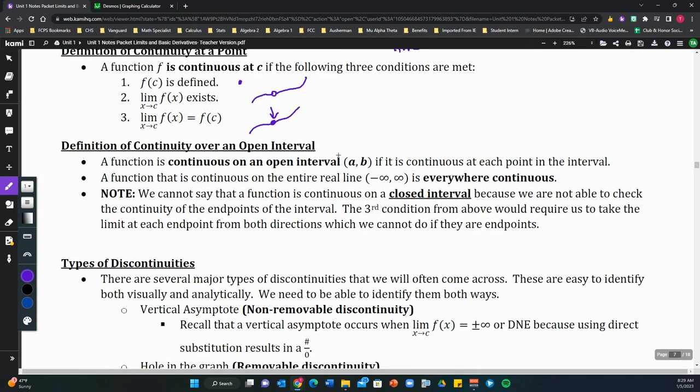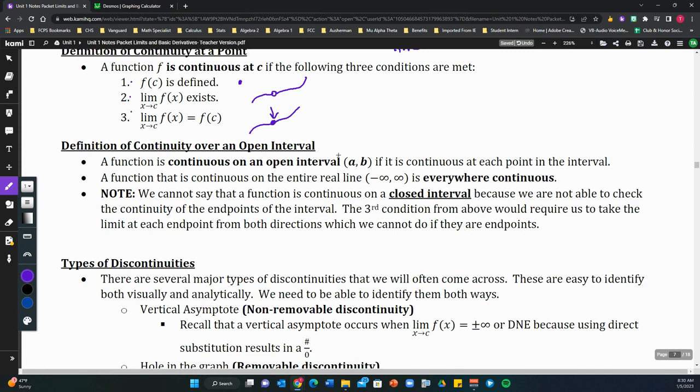So now we have to talk about at more than one point, so across an entire open interval. So a function is continuous on an open interval from x equals a to x equals b if it's continuous at each point in the interval. So essentially what that means is for every value of x in this interval, you should be able to go through and check off all three of these conditions for every single value of x.